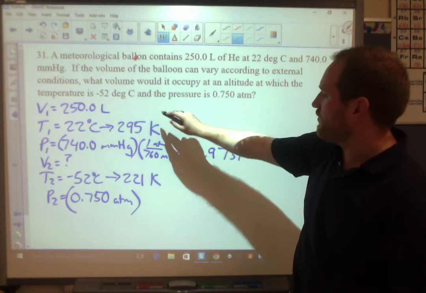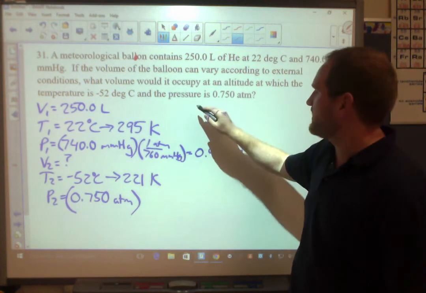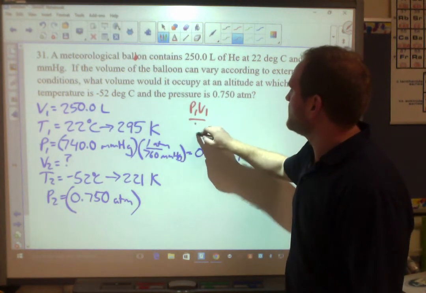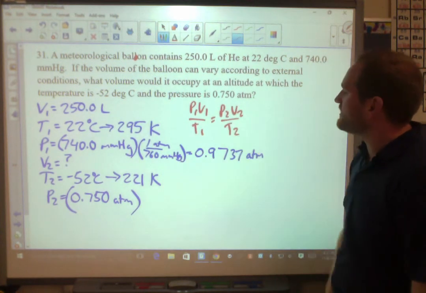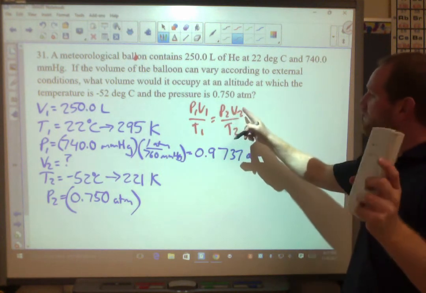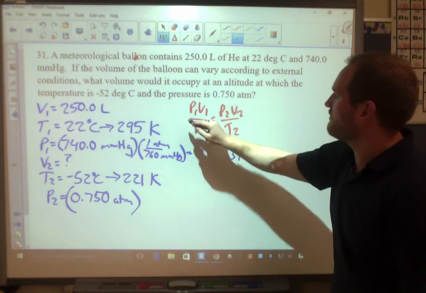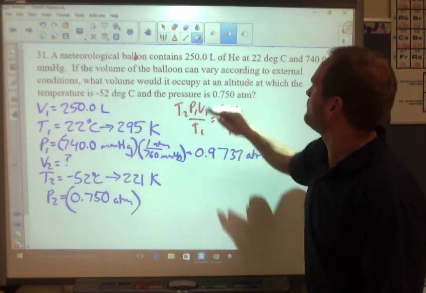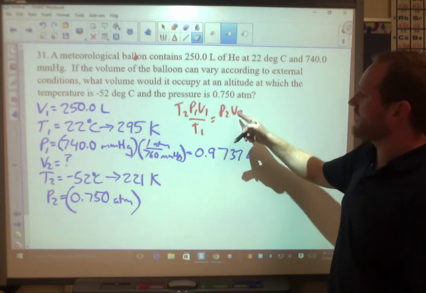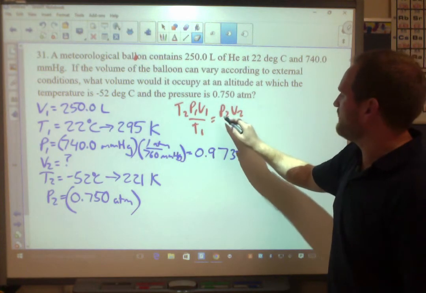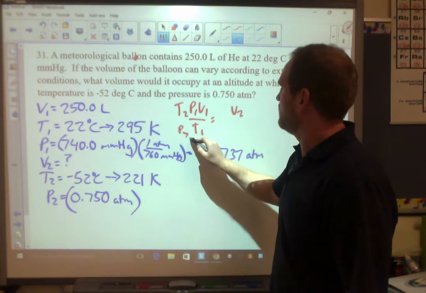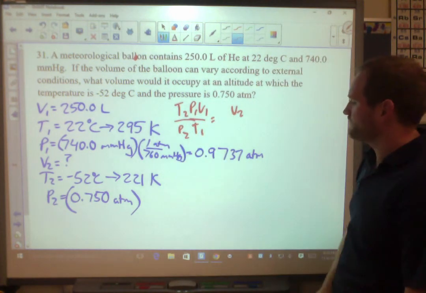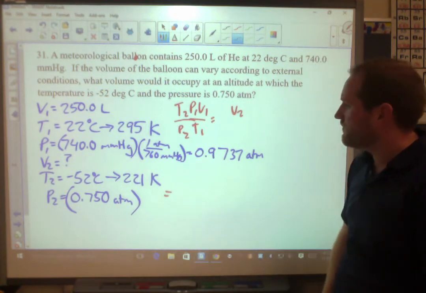So we're solving for V2. This should be a little easier than T2. P1 V1 over T1 equals P2 V2 over T2. Let's get V2 by itself. T2 is going to reappear up here. And now we're getting V2 by itself. Let's divide both sides by P2 to get that out of here. And that's my equation.